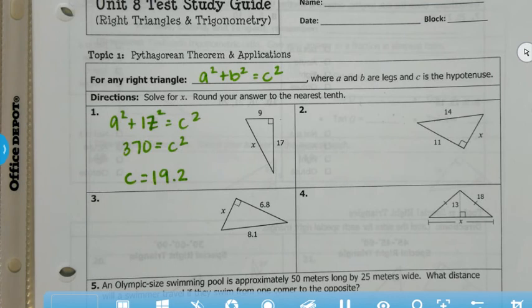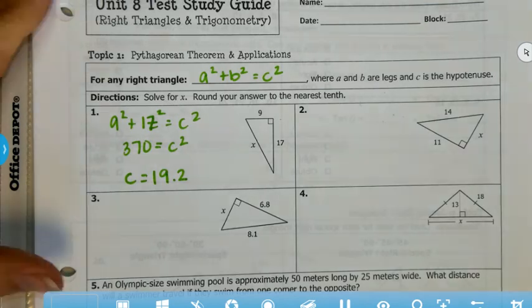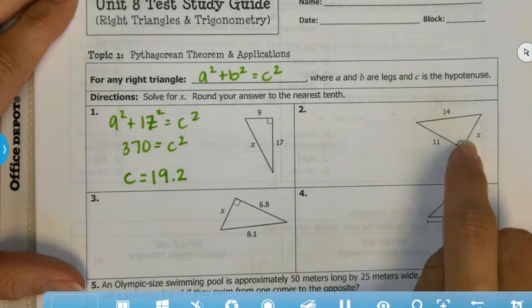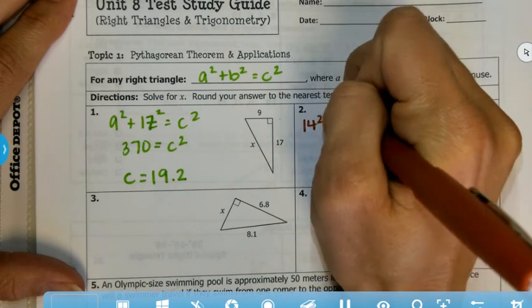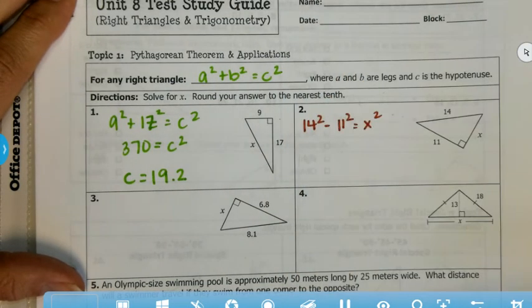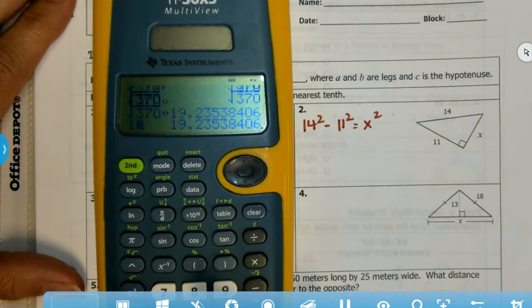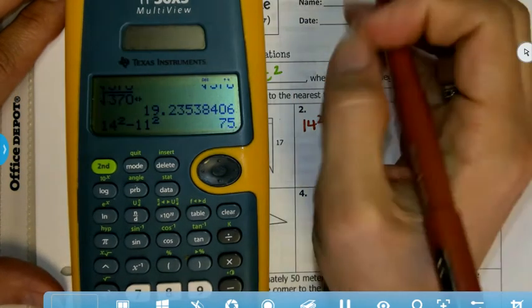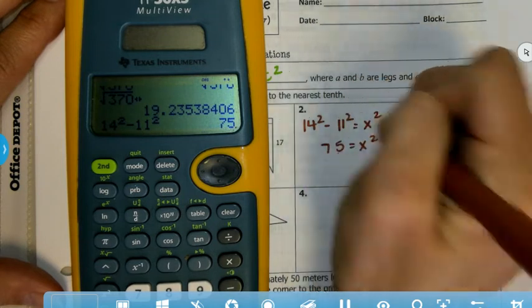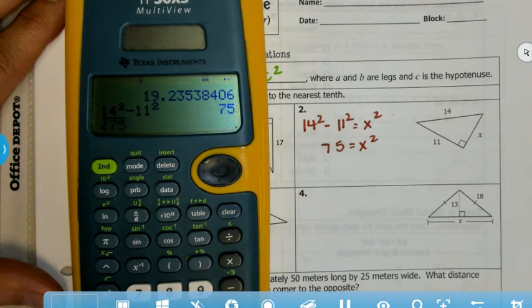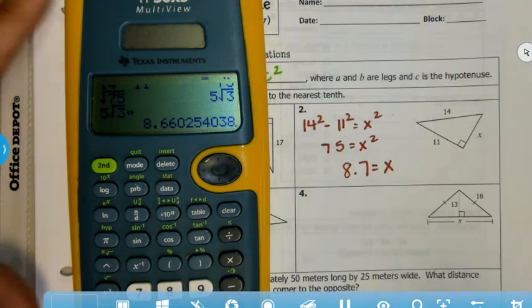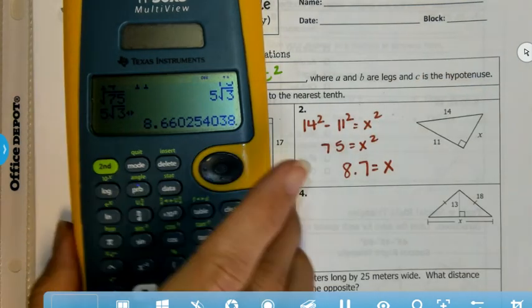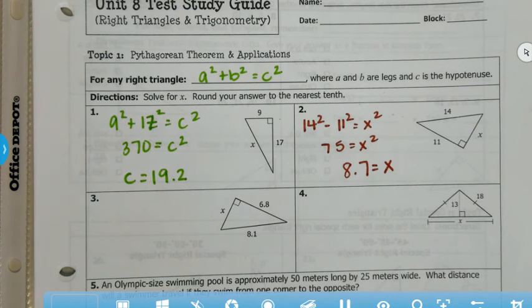Let's go ahead and figure out number 2. All right. So hopefully we subtracted because we're looking for a short side. So 14 squared minus 11 squared equals x squared. So 14 squared minus 11 squared gives us 75. So 75 equals x squared. Take the square root of 75, and that gives us 8.7 for x, 8.7. All right, go ahead and figure out number 3 now.